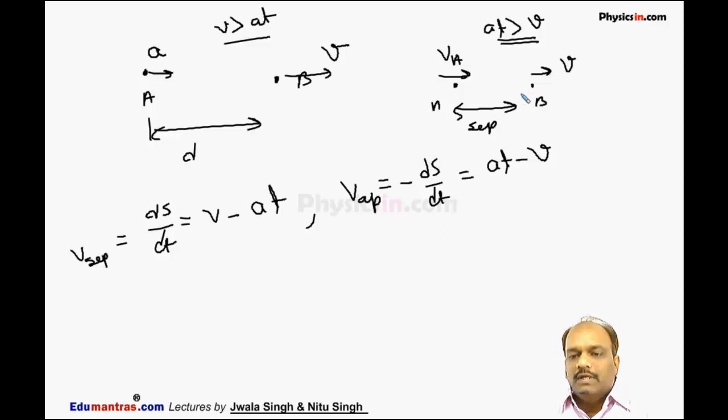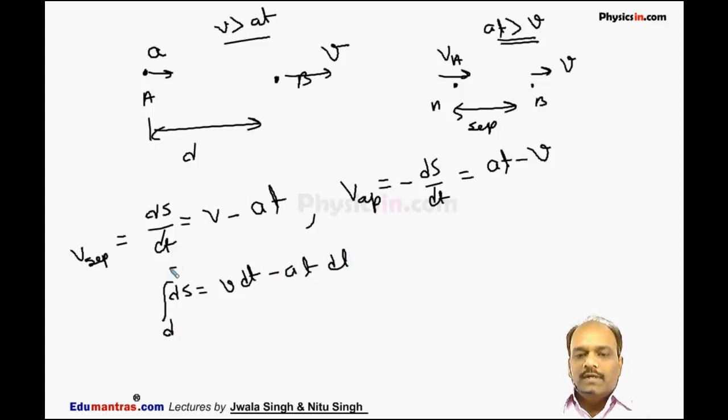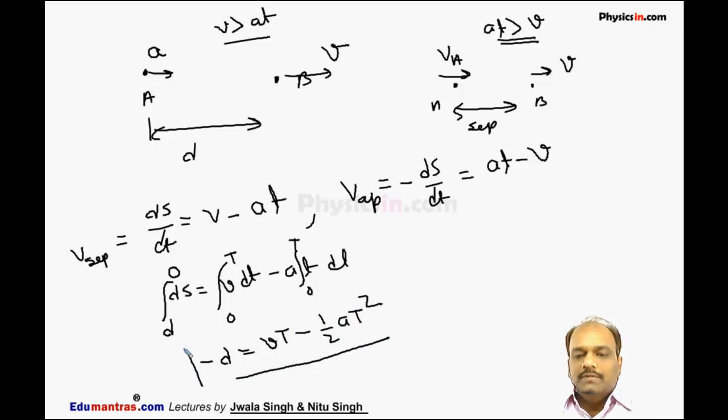And if I ask when these two will catch, we will start from here: ds is equal to V dt minus at dt. After integration, the initial separation between these two is d, and finally when they meet it is 0. So this is from 0 to t, this is from 0 to t. So we get minus d is equal to V t minus 1 by 2 a t square. Solving this, we will get the time when the two will meet. This is quadratic. The positive value of time will give you the time when these two persons will meet.